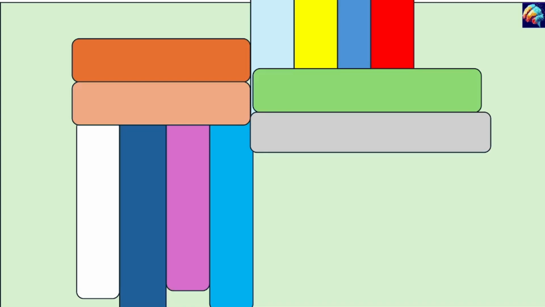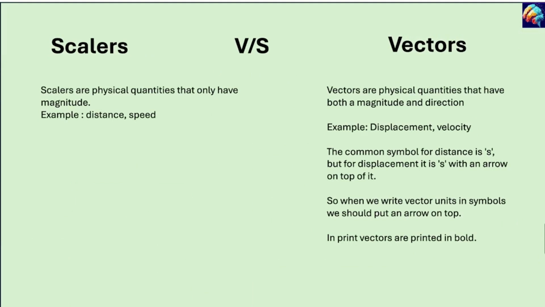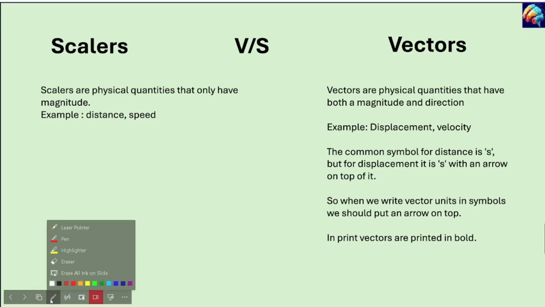Hello, today we will be talking about a very important topic in physics called kinematics. So first we will be discussing scalars versus vectors. Scalars are physical quantities that have only a magnitude, for example distance and speed.